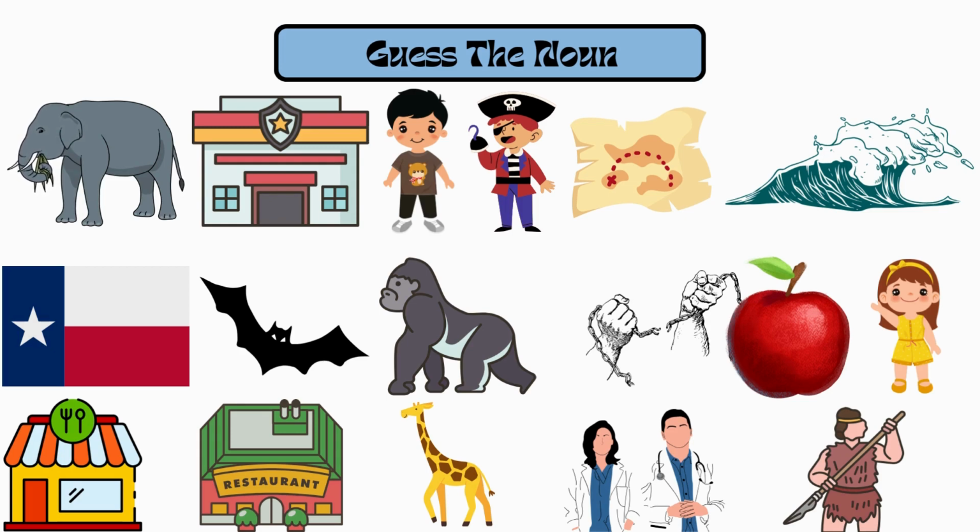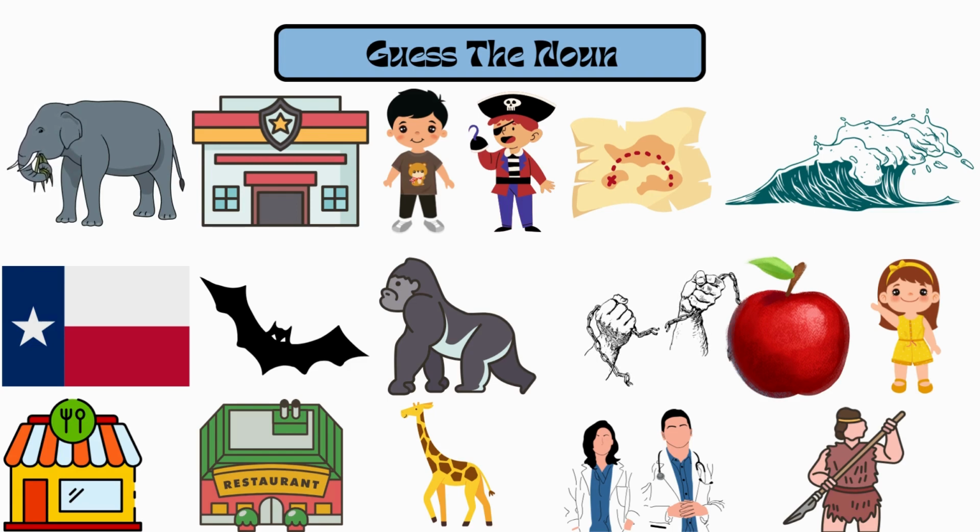So next, what is this? Person, place, thing, animal, or idea. I think this is an animal. Why do I think this is an animal? Because it is living, it looks living, and it's not a human. It's an animal.